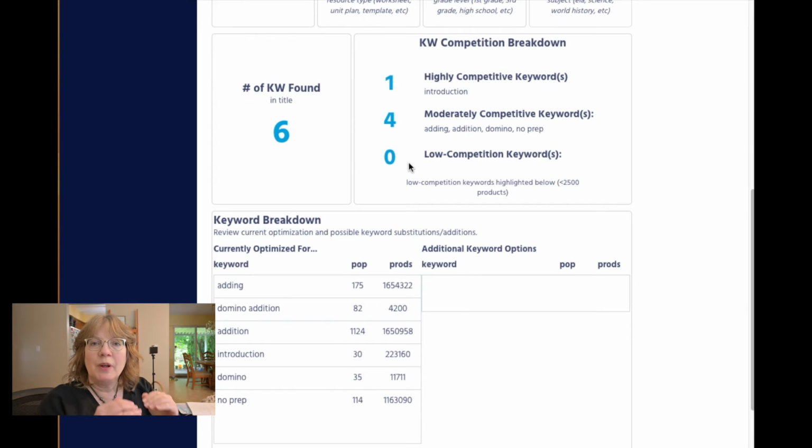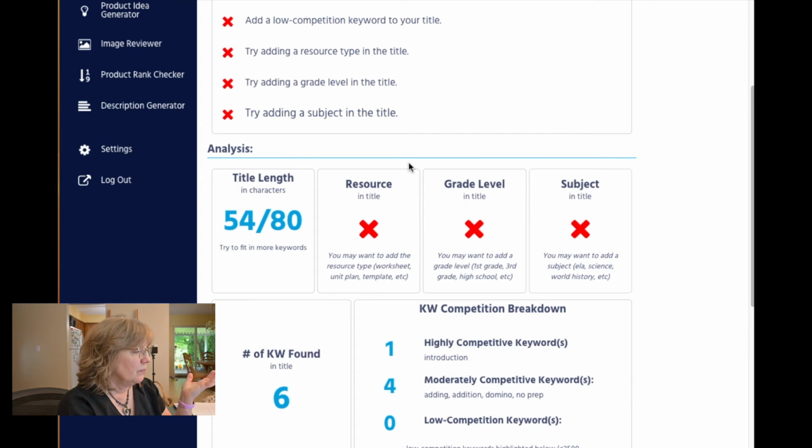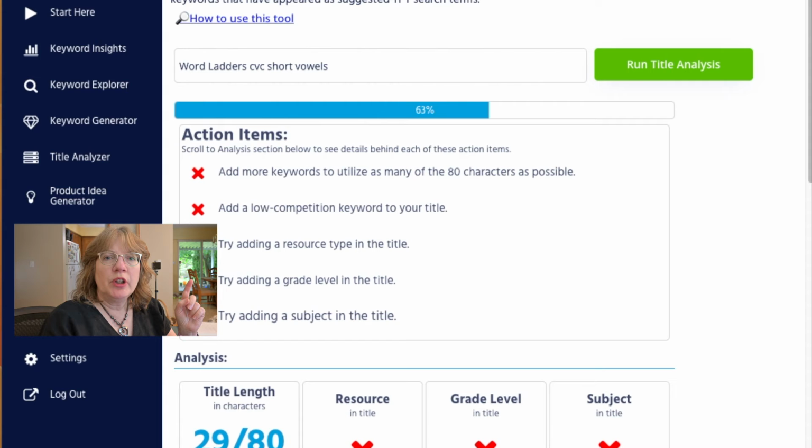You don't want to have too many high competition. You actually want a kind of a balance. If you could get 1, 1, 1, if you have 3 or 2, 2, 2 or something like that, that would be ideal. And again, the more keywords, the better. Having 6, I'm happy having 6. I honestly thought I had 3. So there you go. Let me show you another quick one, which I'm going to probably use next week.